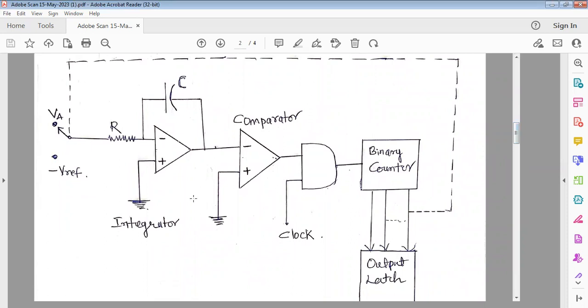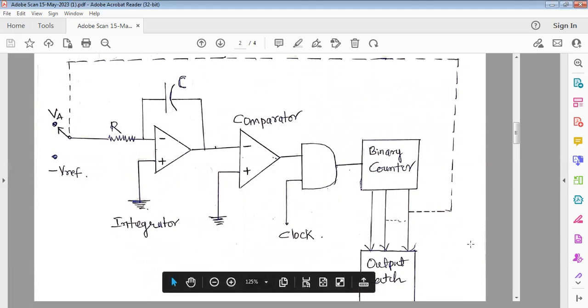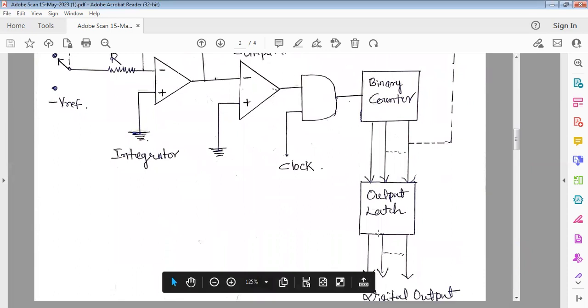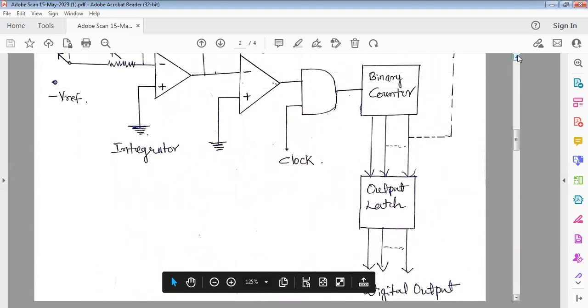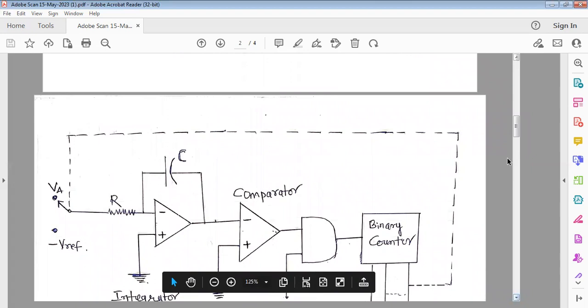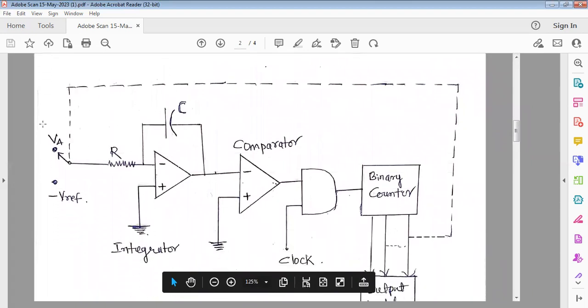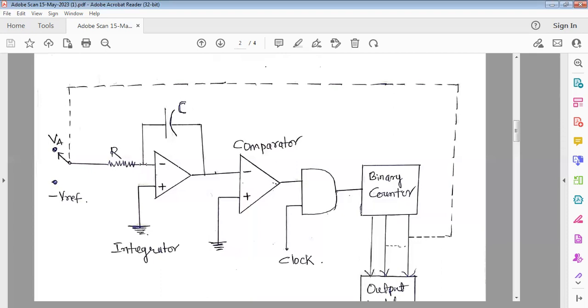So this is the construction of the dual slope ADC. It consists of important parts: this is the integrator, this is the comparator, and this is an AND gate. It is a binary counter, and here we have the output latch for storage purposes, and here you are getting a digital output. And here, the input is given as an input to this integrator.